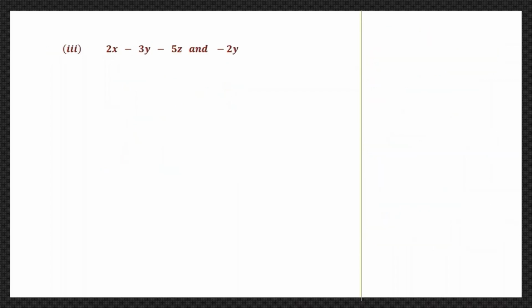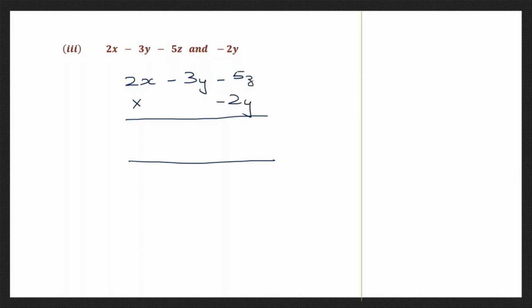Question 3. 2x minus 3y minus 5z. Let's write it down. 2x minus 3y minus 5z into minus 2y. So first we multiply minus 2y into 2x. Minus 2y into 2x. Let's take the numbers. Minus 2 into 2 into x into y. Minus into plus is minus. 2 twos are 4xy. So here it is minus 4xy.